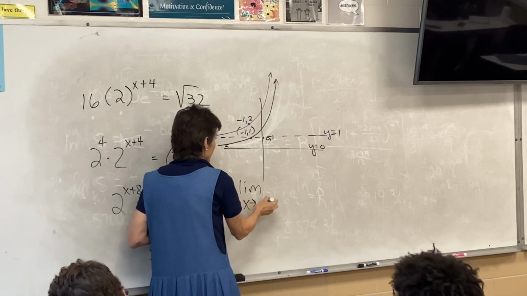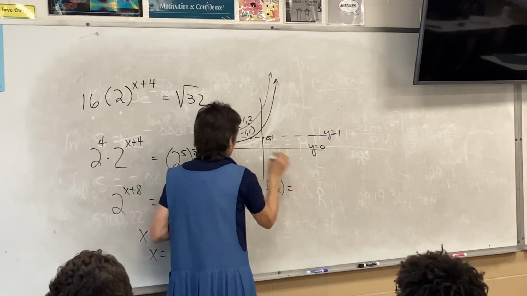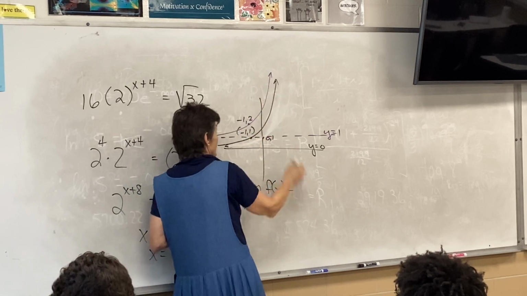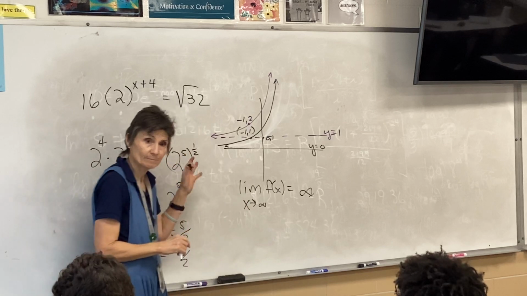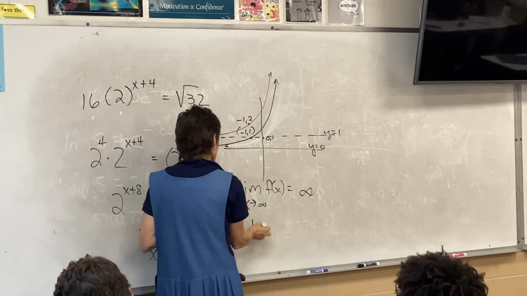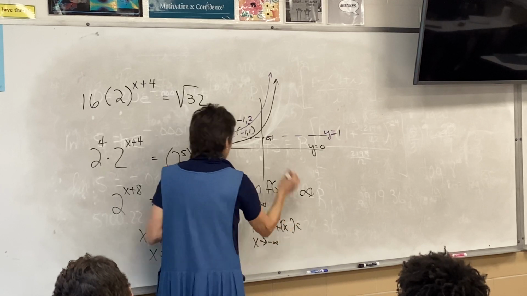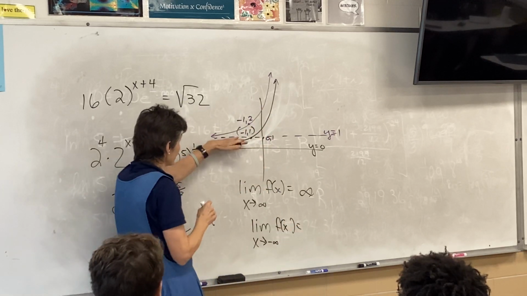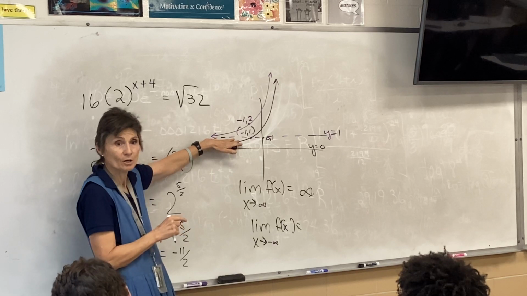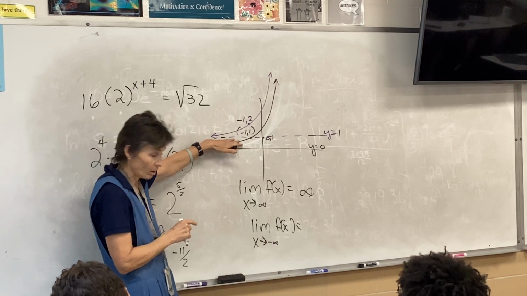So as I go right on the picture, that's just positive infinity, isn't it? But be careful, as you go left, what's happening as you come left? We're getting closer to this asymptote, which is 1 from the top.